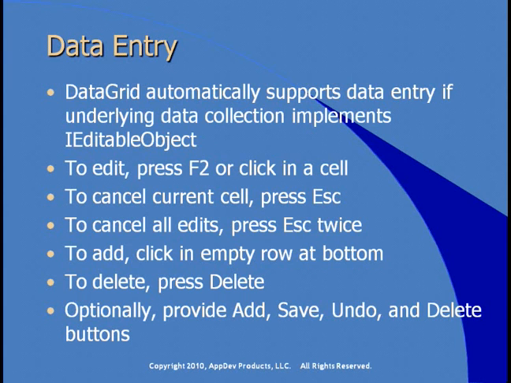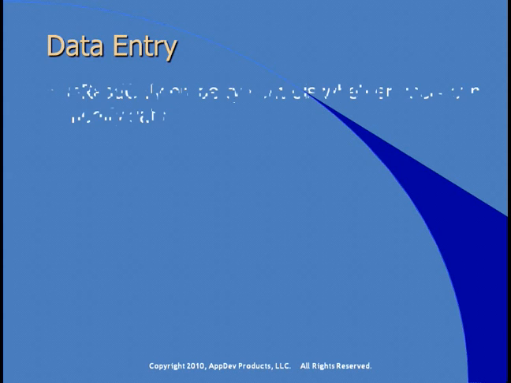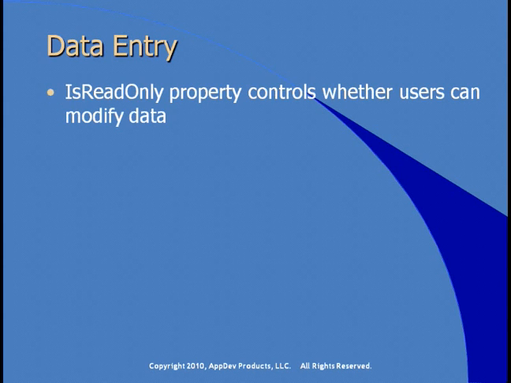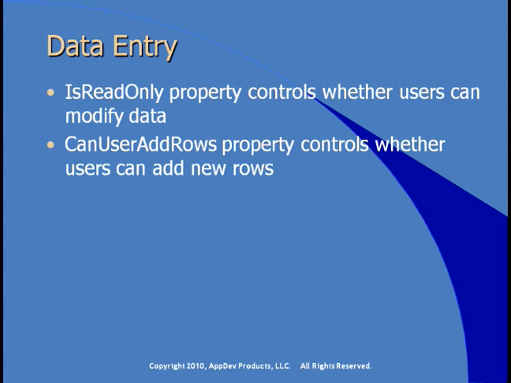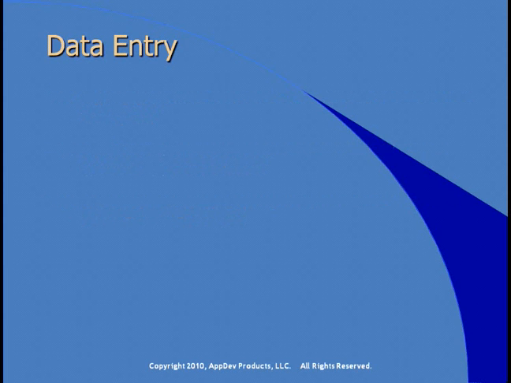You can also write code. The data grid has a number of properties you can use to control data entry. You can set IsReadOnly to true, and then the users can't modify data anymore. You can control whether or not users can add new rows by using the CanUserAddRows property, and you can control whether or not they can delete rows by using the CanUserDeleteRows property. Now if you're using Add, Undo, Delete, and Save buttons, then you're already writing the code that's going to handle all of the data entry.